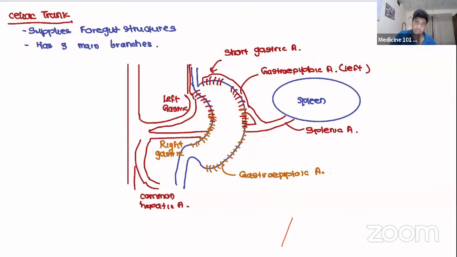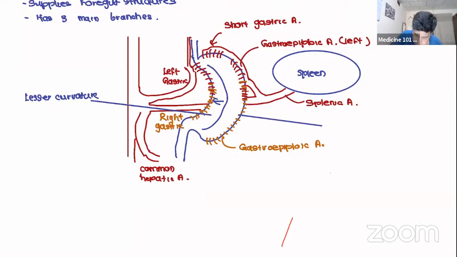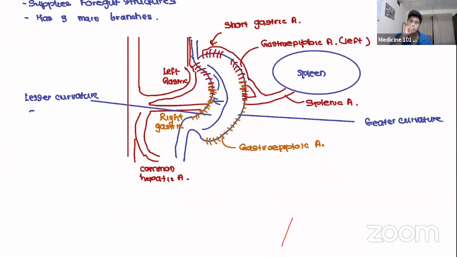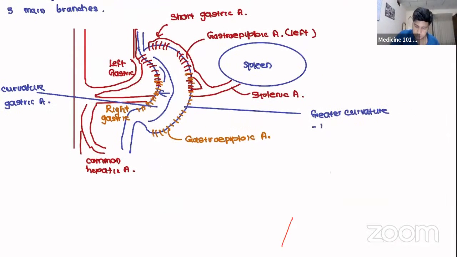Now, why am I highlighting these? What do you call this side of the stomach? Lesser curvature. And this is the greater curvature. It literally means the curvature here is less and the curvature on the outside is more. What are the arteries that supply the lesser curvature? Left and right gastric artery. You understand this? It's not hard. The greater curvature? Left gastroepiploic, right gastroepiploic, and short gastric. Perfect.